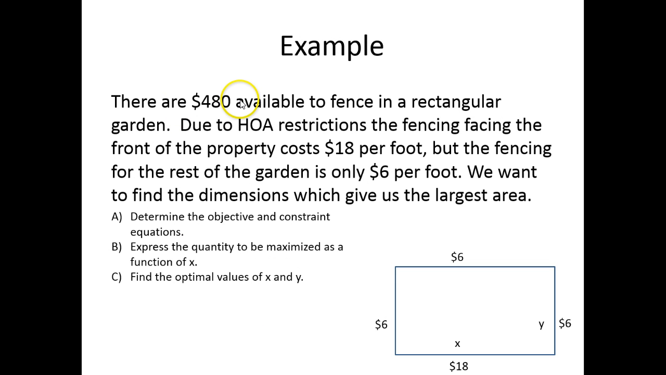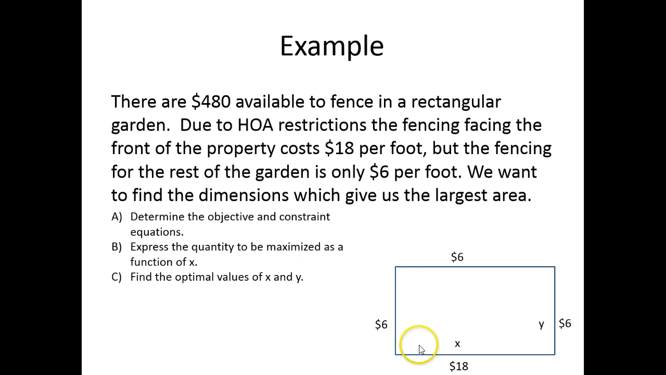There are $480 available to fence in a rectangular garden. Due to an HOA restriction, the fencing facing the front of the property costs $18 per foot, but the fencing for the rest of the garden is only $6 per foot. We want to find the dimensions which give us the largest area. Our steps are quite simple. First, we're going to determine the objective and constraint equations. We'll talk about how to do that. Second, we're going to express the quantity to be maximized as a function of x. And finally, we're going to find the optimal values of x and y.